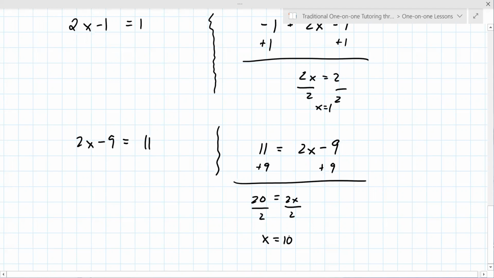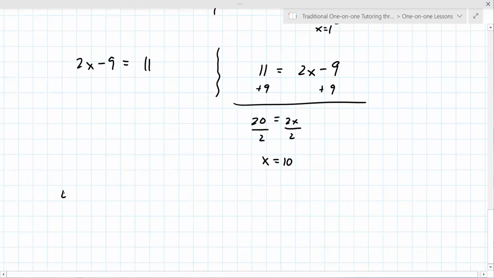Let's look at 5. And here's a double scramble on this. 12 equals minus 12 plus 4x.